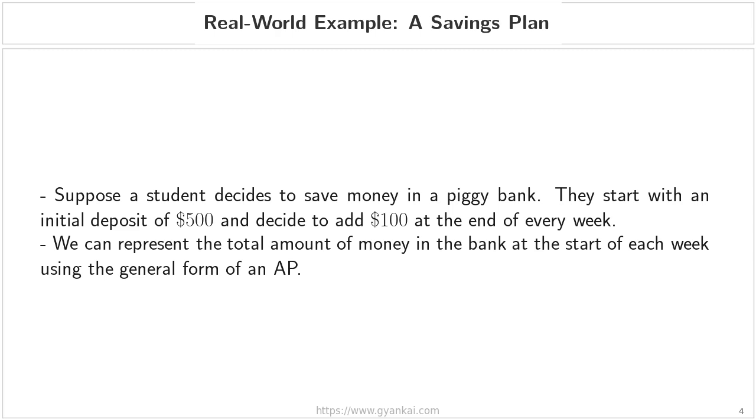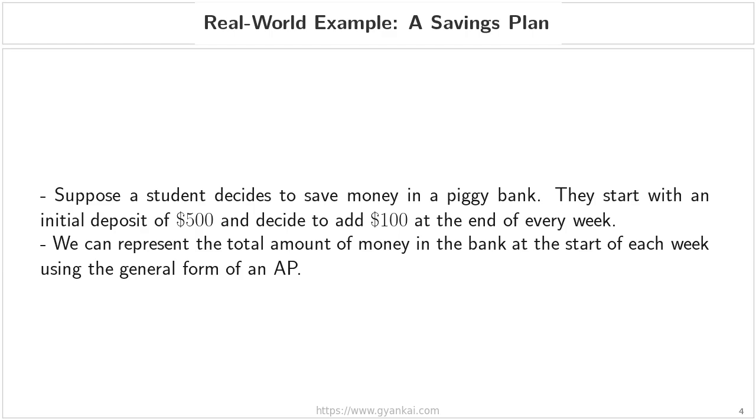Real-world example, a savings plan. Imagine a student who decides to start a savings plan using a piggy bank. They begin with an initial deposit of $500, and then, at the end of every single week, they commit to adding another $100 to that bank.